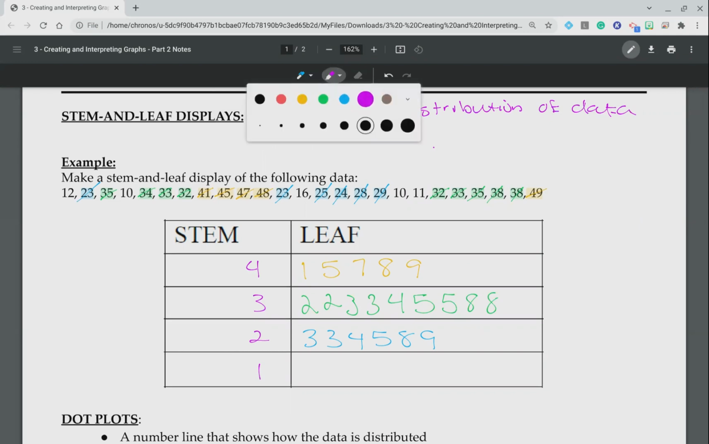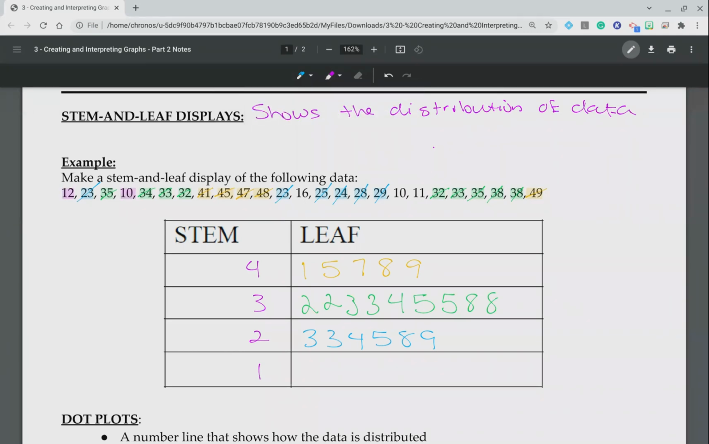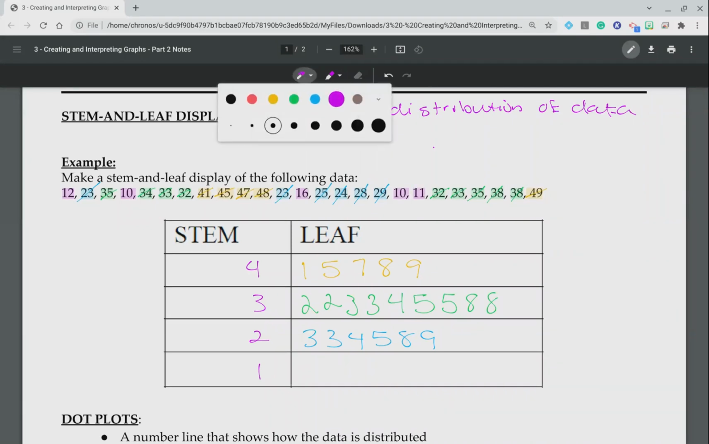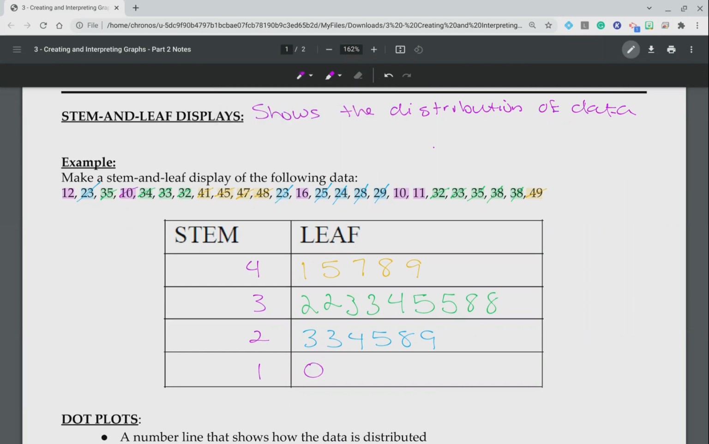All right, and then our very last would be our 1s. All right, so from lowest to highest, we have a 10, which is 0, another 10, which is 0, an 11, a 12, and a 16. Okay, so that is called a stem and leaf graph. And like I said, it shows the distribution of the data. We can clearly see that this is distributed heavily over the 3s because there's much more numbers in the 3s than in any other place of our stems.